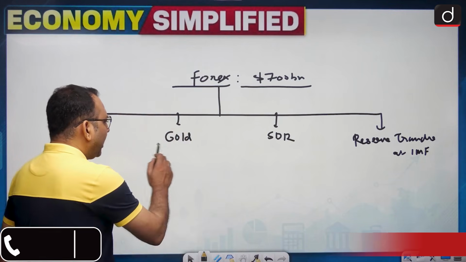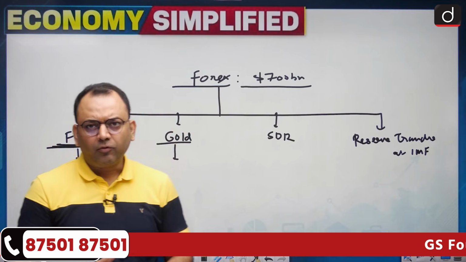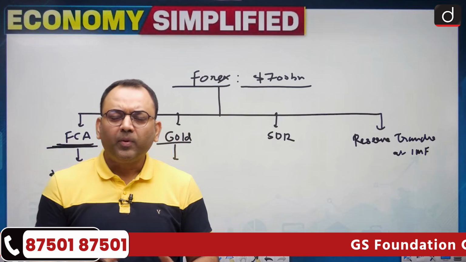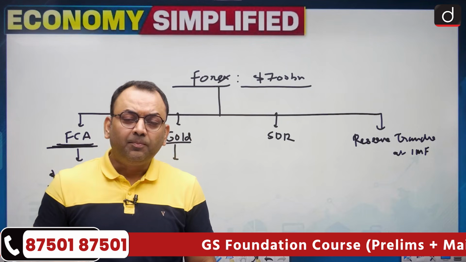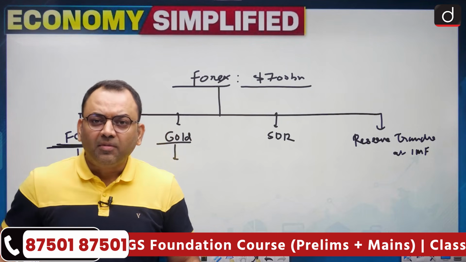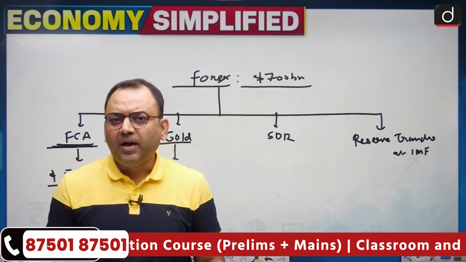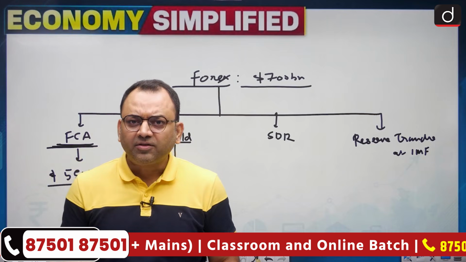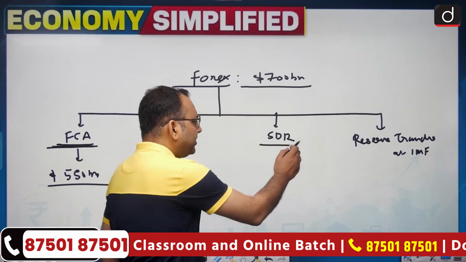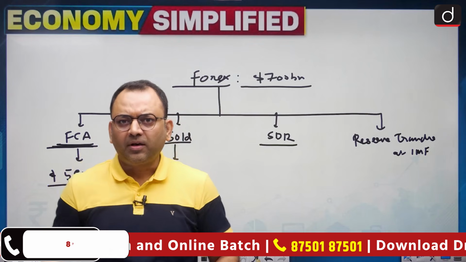Then we have the gold. The RBI maintains a huge amount of gold, and gold again is an instrument through which we can make payments to the world. We have in the past borrowed money from the IMF by pledging our gold. So gold has been an old method of foreign exchange, and that's a part of India's Forex. The third is the SDR. SDR is the Special Drawing Rights.